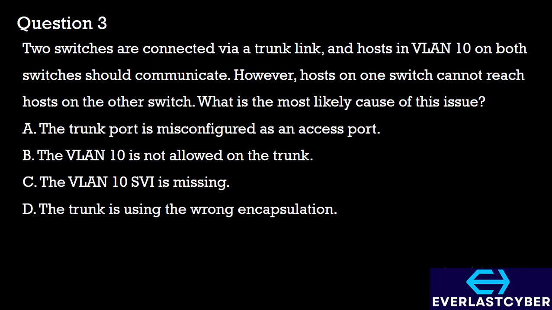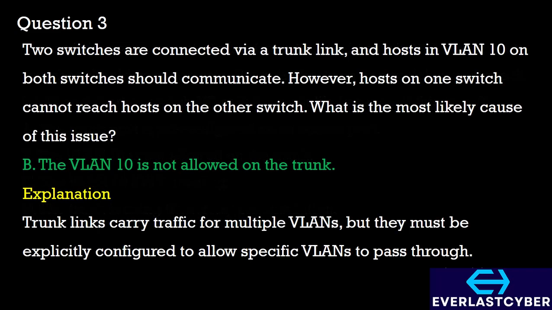For option C, the VLAN 10 SVI being missing would prevent inter-VLAN routing, but this won't affect communication between hosts in the same VLAN. In option D, while incorrect encapsulation can cause issues, this is less likely compared to the more common issue of VLANs not being allowed on the trunk. So for this, our answer here is option B. VLAN 10 is not allowed on the trunk. That is why the hosts on one switch cannot reach the hosts on the other switch.